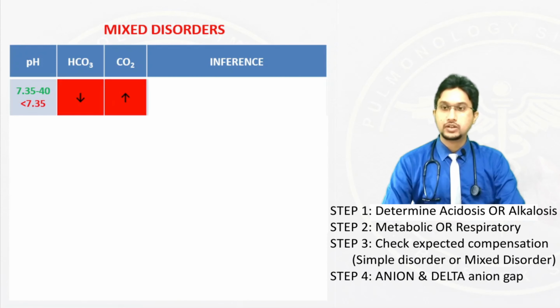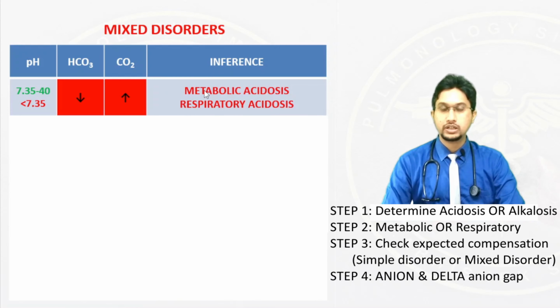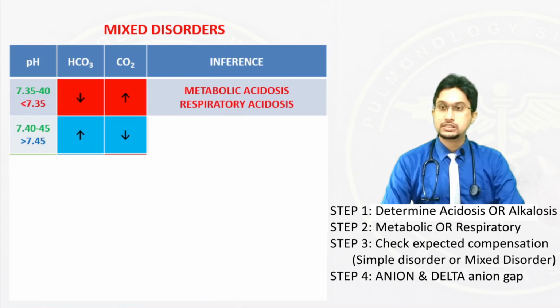In the first scenario, we see that the pH is on the lower side. So this is suggestive of acidosis. But what we know is the arrows are in opposite direction. So this is definitely a mixed disorder. Because the bicarbonate is on the lower side and carbon dioxide is elevated, this is suggestive of metabolic acidosis with respiratory acidosis.